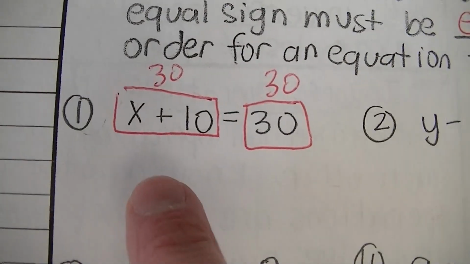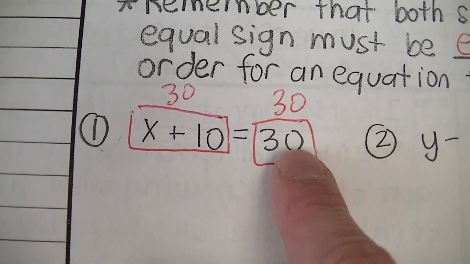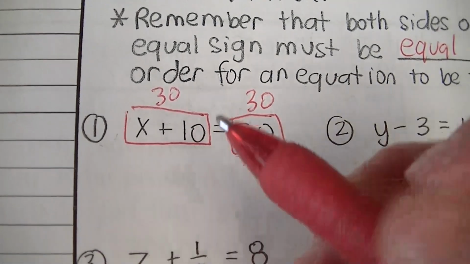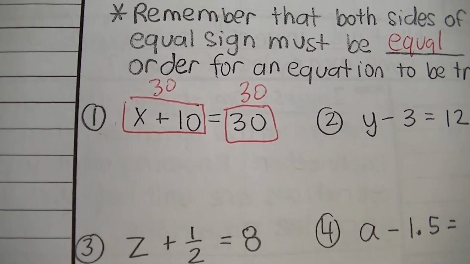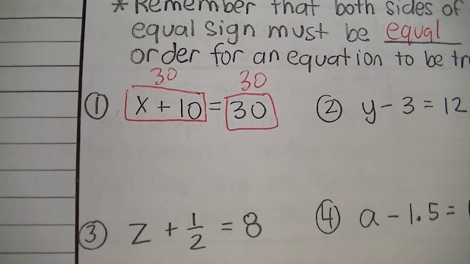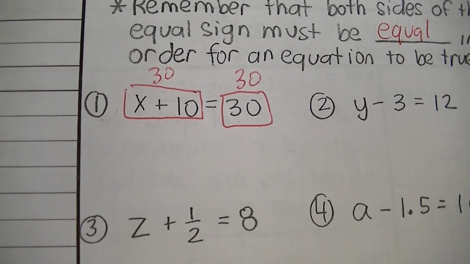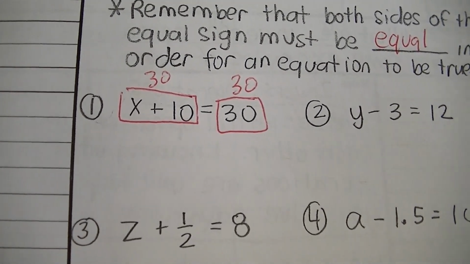So this one's pretty straightforward. What number plus 10 is going to equal 30? And many of you are going to say, oh, it's 20. Yeah, the value of x is 20. But obviously problems are going to get a little bit more challenging with more complex equations. So in a moment, I'm going to be teaching you a process to solve that.